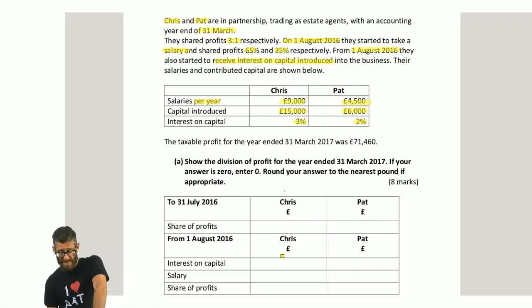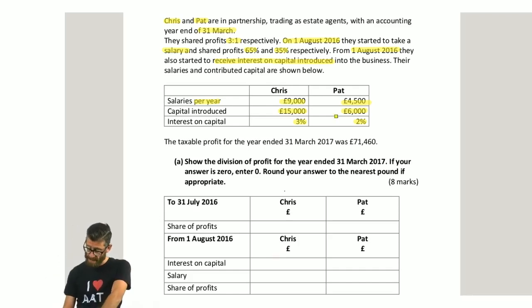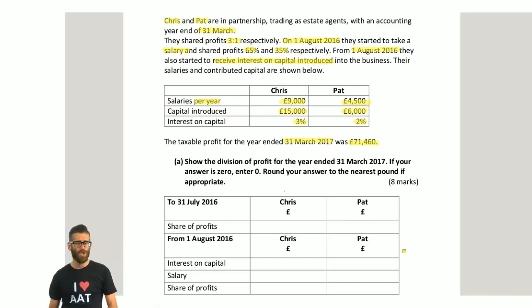Remember, that must be on a per annum basis. Their salaries and contributed capital have been shown, and the taxable profit for the year ending the 31st of March 2017 was 71,460. Now, what we're aiming to achieve is to get that 71,460 split between Chris and Pat according to the salaries, interest and profit share arrangements.